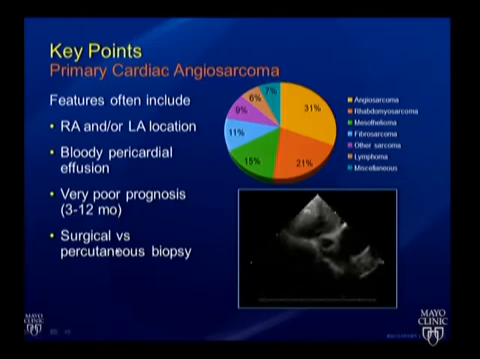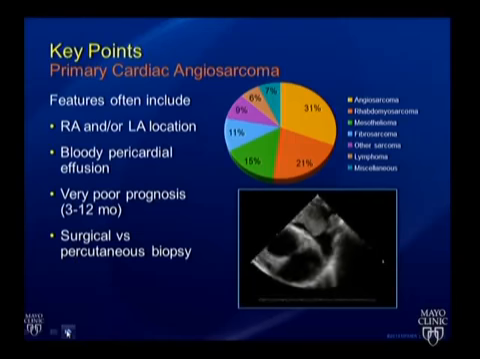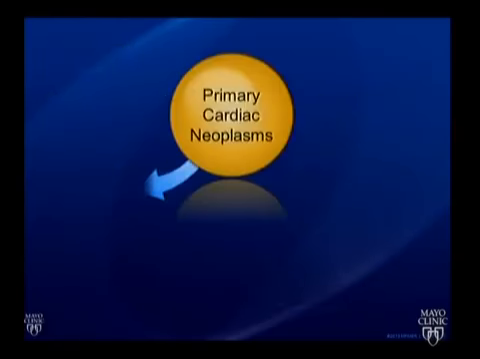Think about percutaneous biopsy. I have an example of that, but in the interest of time, I'm not going to show it today, of where you can actually go up with catheters, bioptomes, especially for right-sided masses, and get a piece of this and save the surgery.